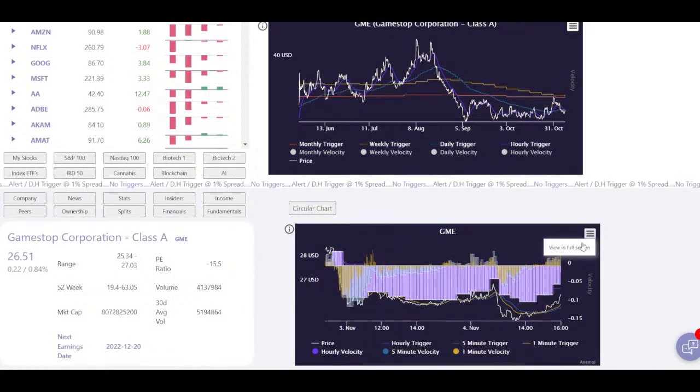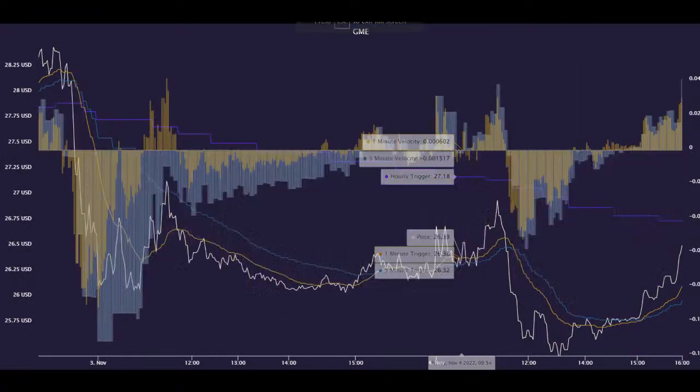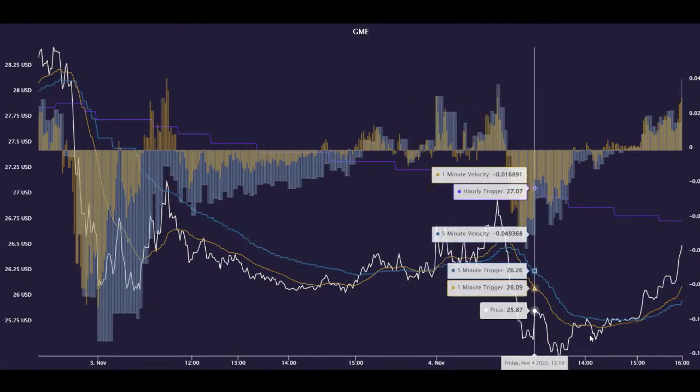So let's take a look at the GME movement on Friday. I don't know if you guys saw my tweet, but down here we saw some nice bullish divergence on GME, and that led to this move up.